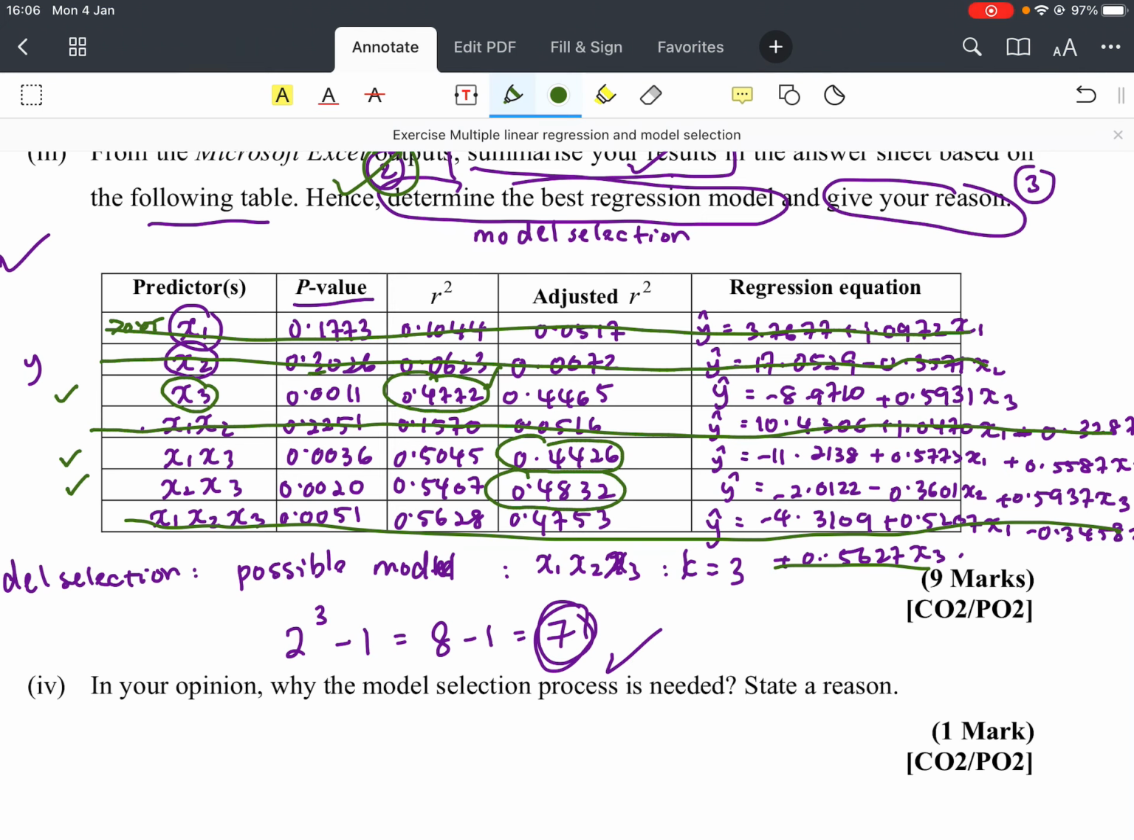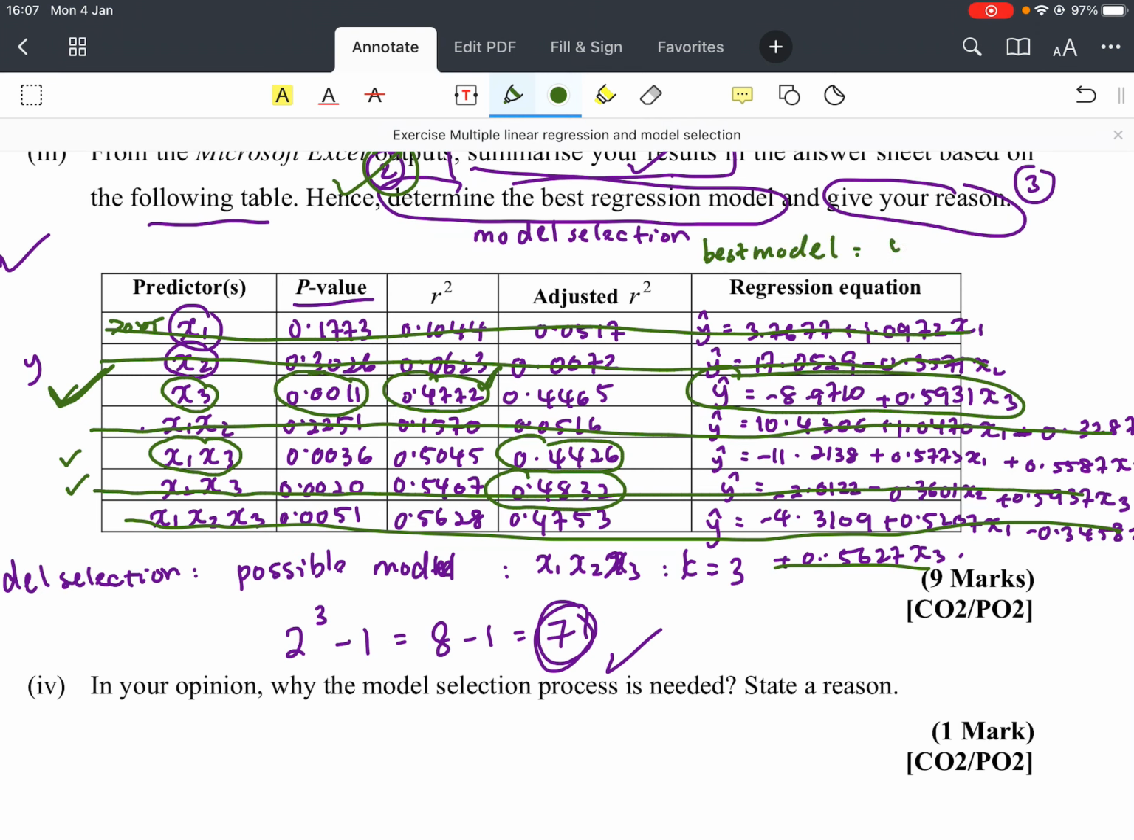Right? So, why do we not take x2 here? Well, we do not take x2 because x2 is not significant. So, any combination with x2 is not significant. So, you compare x3 with x1, x3. The p-value is smallest for x3 and the coefficient of determination for x3 is the highest compared to the x1, x3. So, your best model is here for x3. So, the best model is equal to this one.